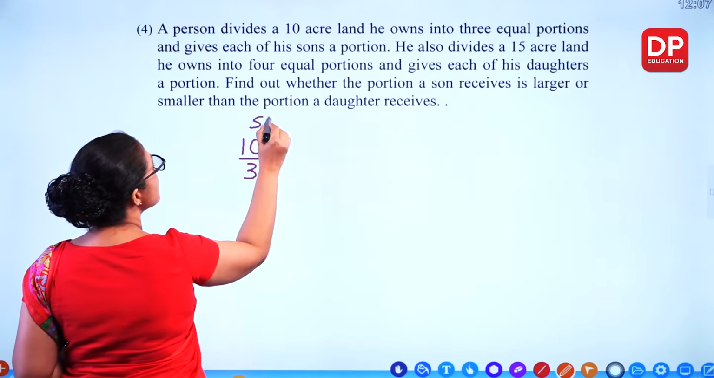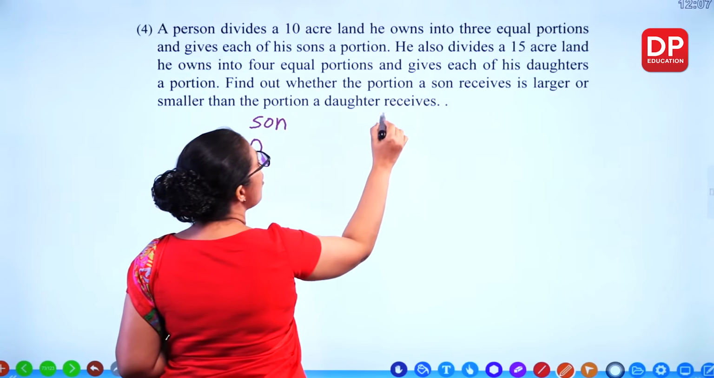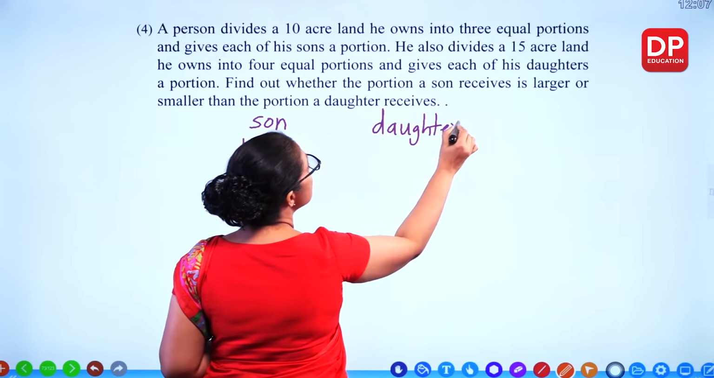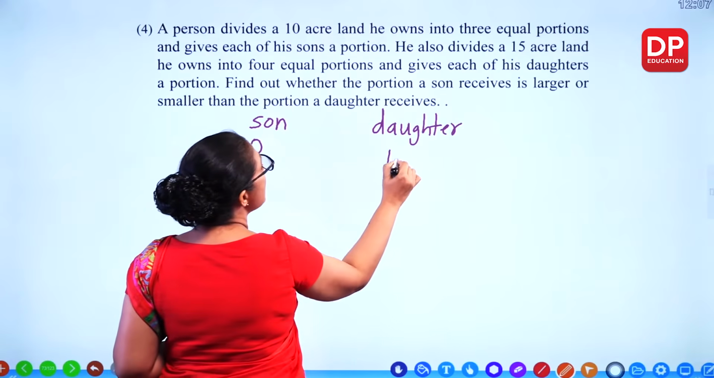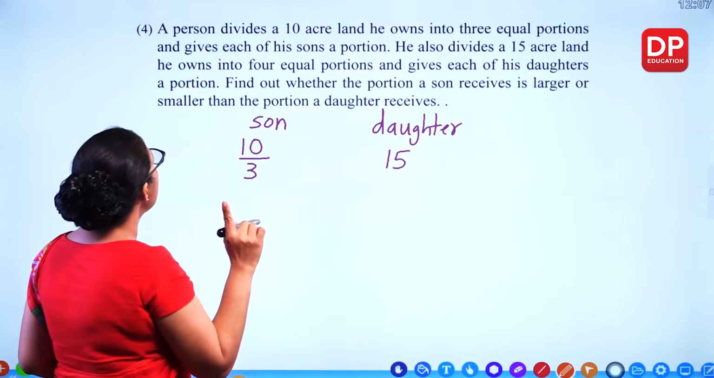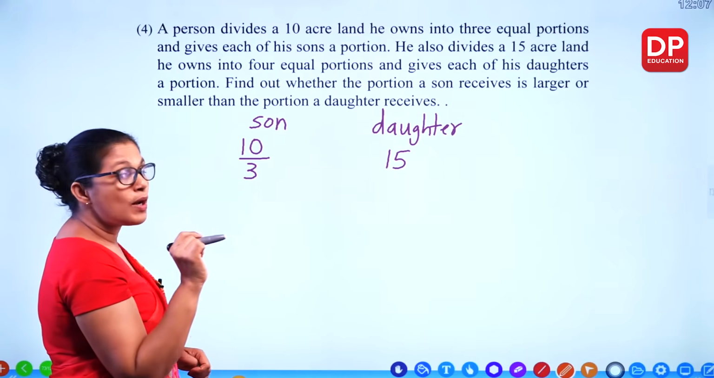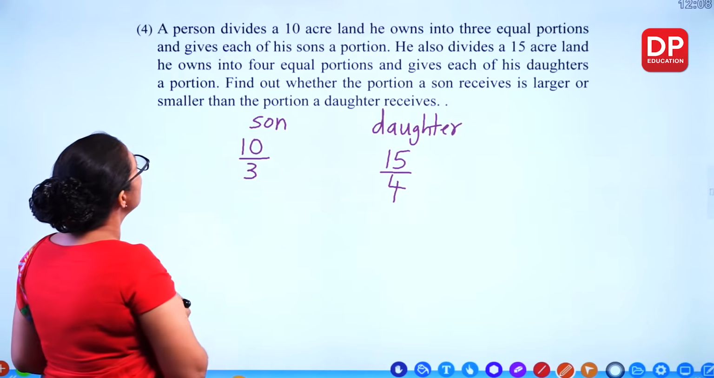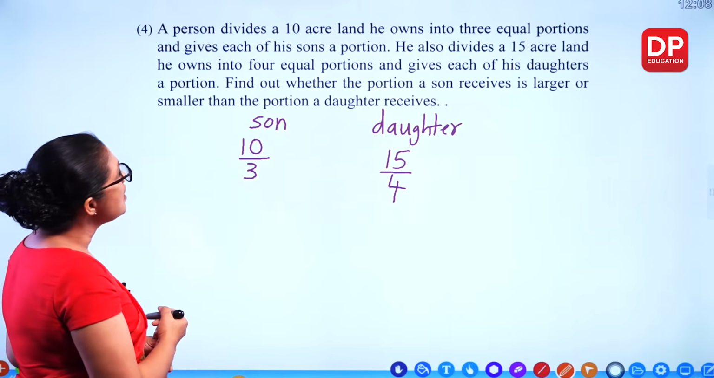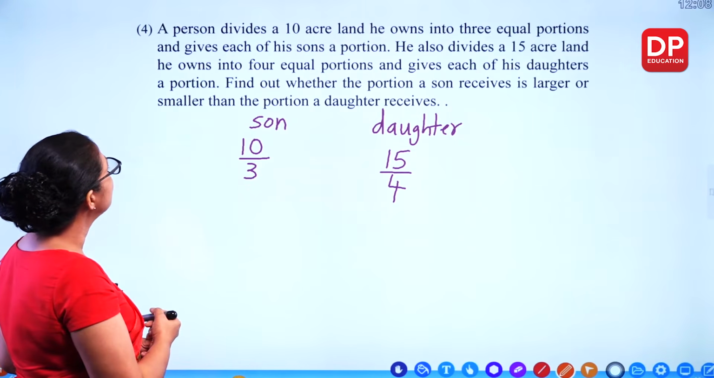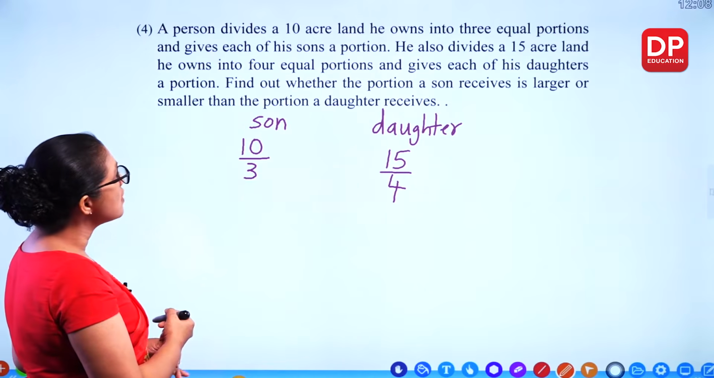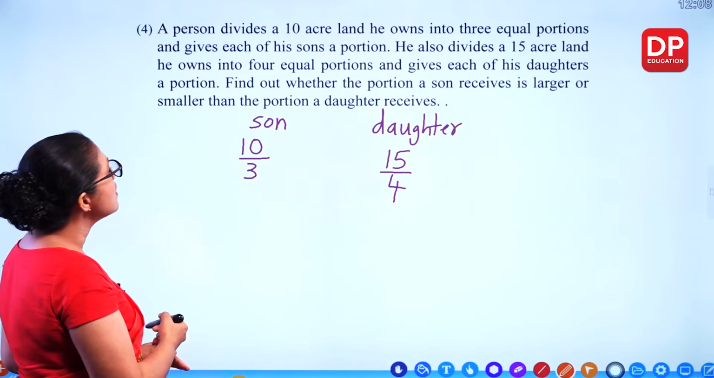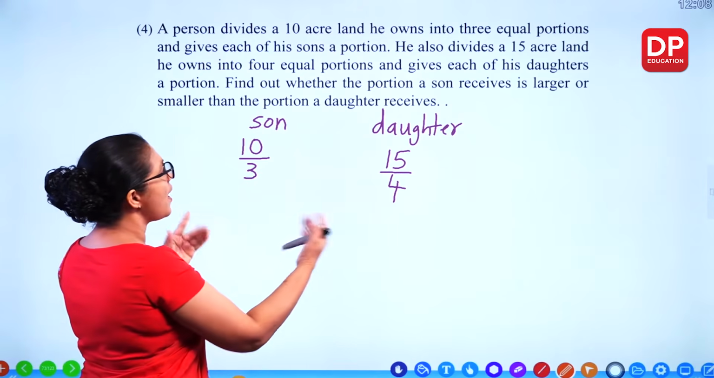He also divides 15 acres. So this is son's part. And daughters get 15 acres are there. Land into 4 equal parts. Divide by 4. And gives each of his daughters a portion. Find out whether the portion a son receives is larger or smaller than the portion a daughter receives. We have to compare these two.